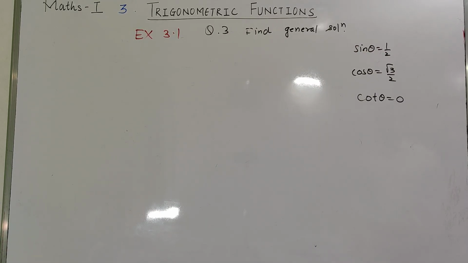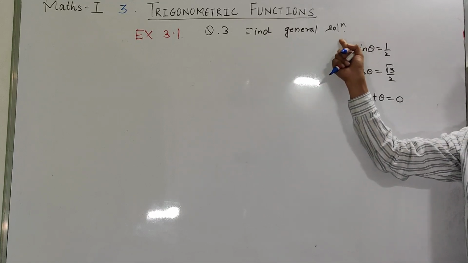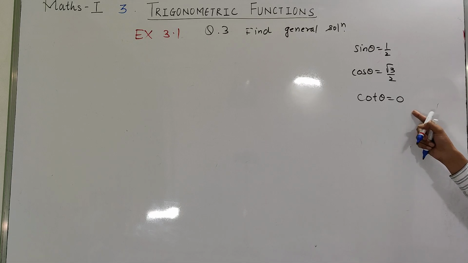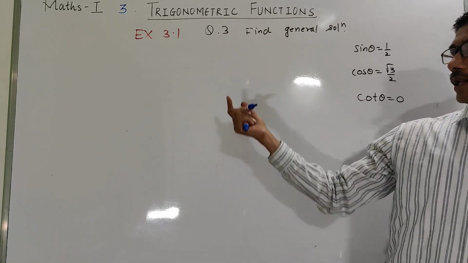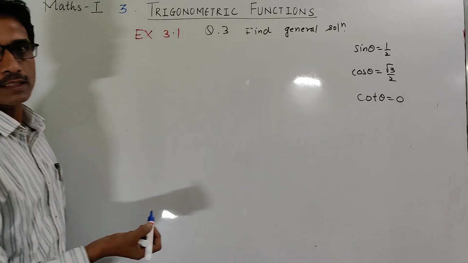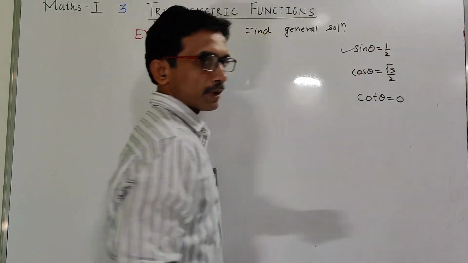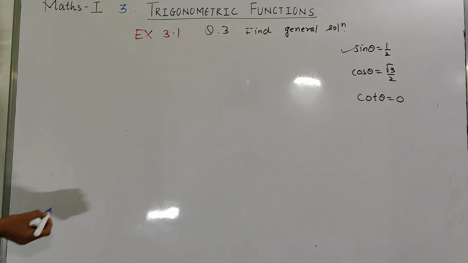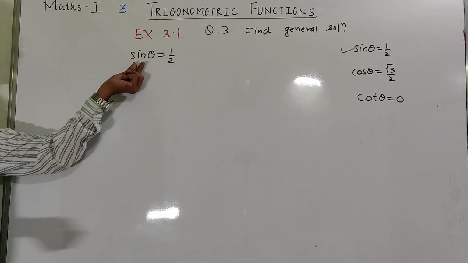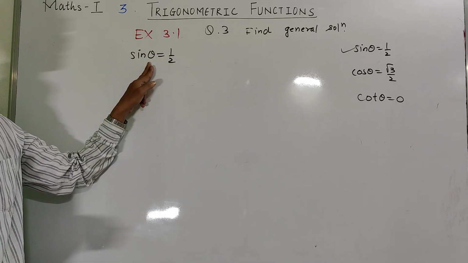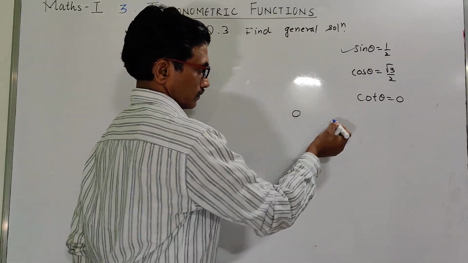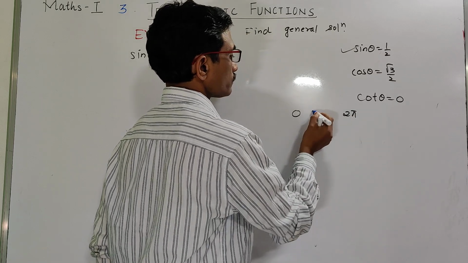Question number 3, exercise 3.1: find the general solution of these equations. Sin theta is 1 by 2, cos theta is root 3 by 2, tan theta is equal to 0. We apply the general solution formula which we studied earlier. Let's begin with sin theta is equal to 1 by 2. Let us write sin theta is equal to 1 by 2. You know, the minimum angle whose sine is 1 by 2, which lies between 0 and 2 pi.